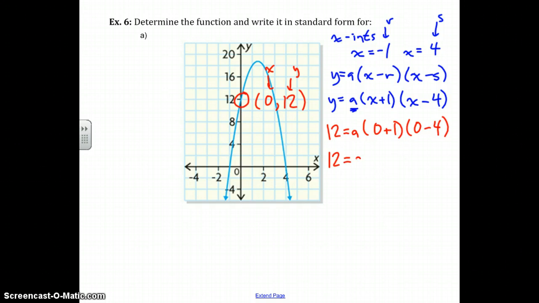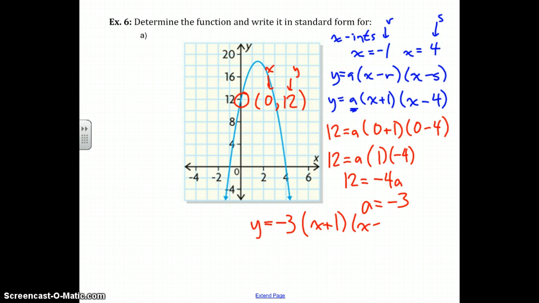So we go 12 equals a bracket, that bracket is 1, that bracket's -4, 12 equals -4a. Divide both sides by -4, we get a equals -3. Awesome. A is -3. So that means our function in factored form is y equals -3 bracket x plus 1 bracket x minus 4. Okay, that's looking good. There is our function.